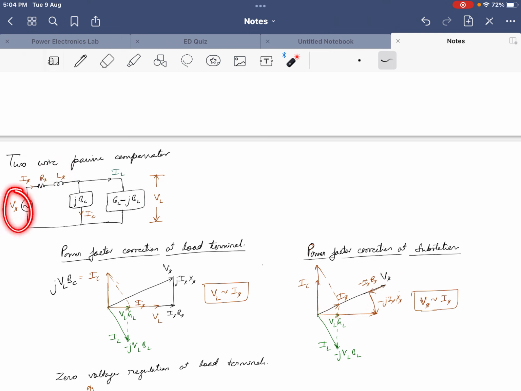Or else we can start with Vs and subtract these, and we get the value of VL. So if Vs is like this, you subtract the value of Is Rs and then subtract the value of j Is XL, and what we get is the value of VL. So this is the power factor correction at the substation end. In another video we'll see the two-wire passive compensator when voltage regulation is done, and what the power factor correction could be.